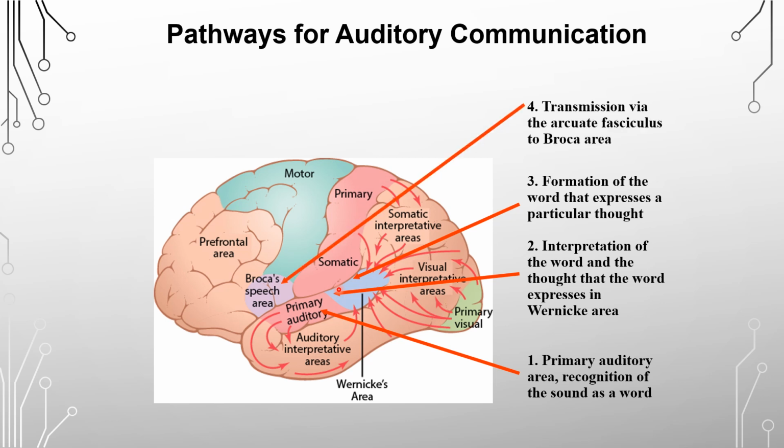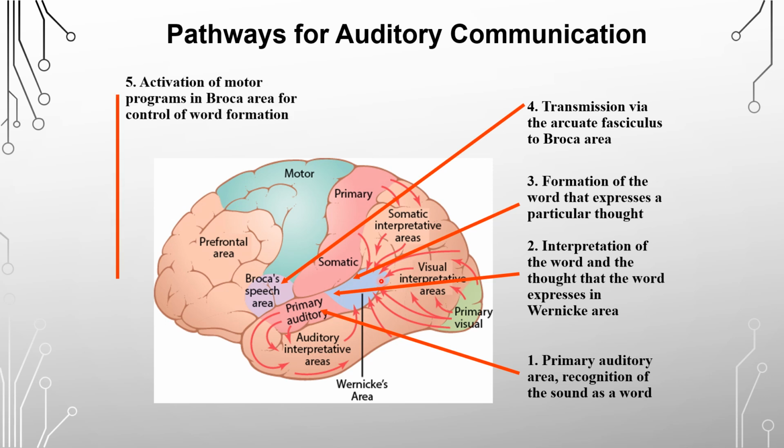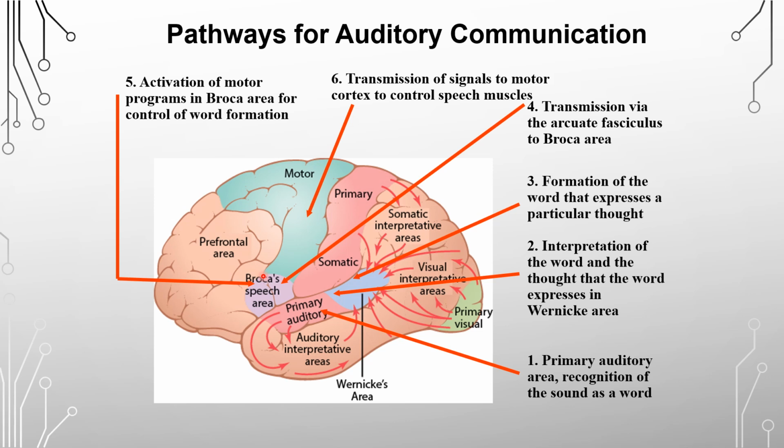And then from Wernicke's area, the transmission occurs to Broca's speech area through the arcuate fasciculus, and in Broca's area the activation of the motor programs happens for the control of word formation. Then finally the signal is transmitted to the motor cortex area 4, to control the speech muscles for the articulation.